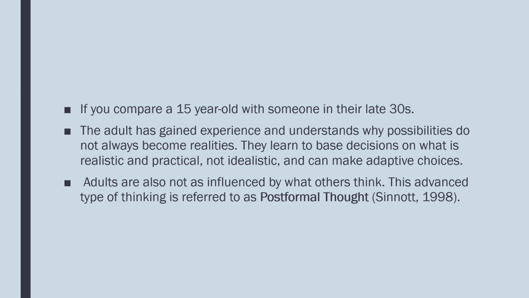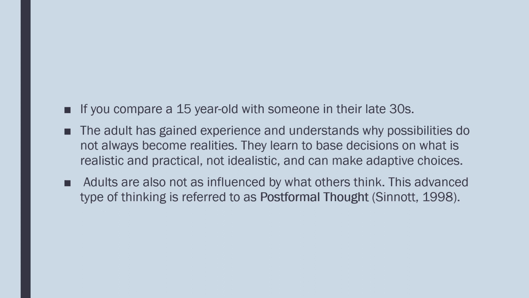So if an adolescent wants a bike and the parents don't get it for them, they start fighting or quarreling with their parents. But when it comes to a 22-year-old adult or 25-year-old young adult, they will adapt to that choice. Okay, this time let me not get it, but next time when I save some money, I'll get it. That is when post formal thinking comes in.